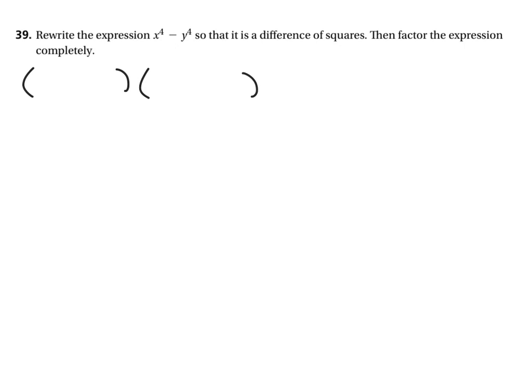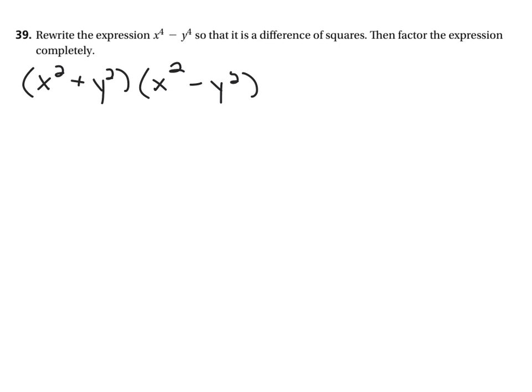Okay? What's the square root of x to the fourth? It's x squared. X squared times x squared is x to the fourth. Remember, we have one sign of each. And then what's the square root of y to the fourth? It's y squared, because y squared times y squared is y to the fourth. Okay?